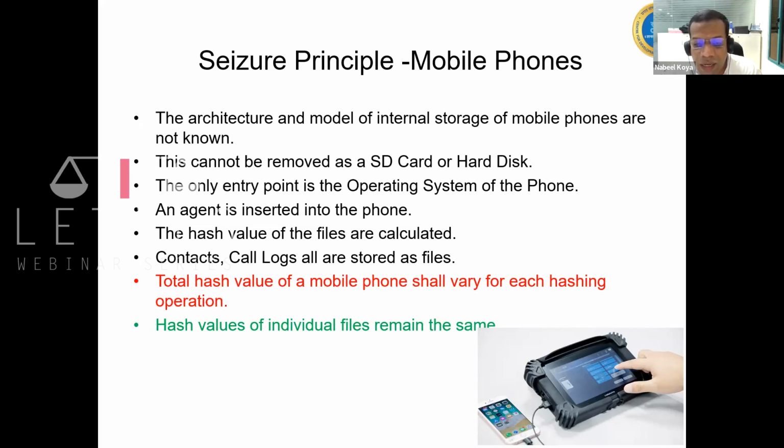Why I was stressing on this point is because earlier we all knew about hard disk actually, but most of the evidences are of mobile phones. So if the court asks for a re-examination, the hash value of the total content of the mobile phone will be entirely different, but the individual hash values will remain the same as long as no tampering has happened.